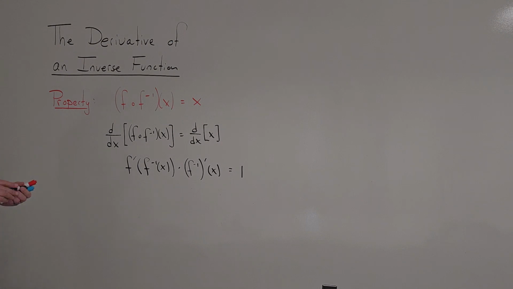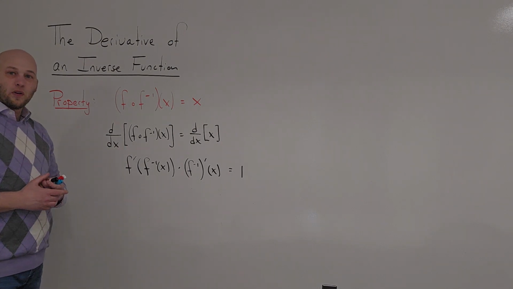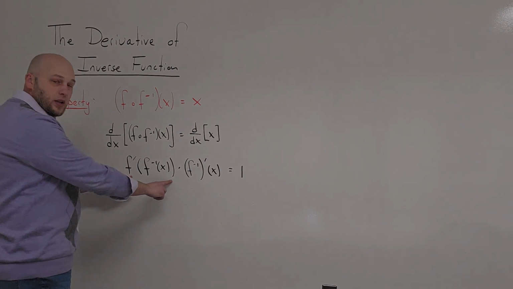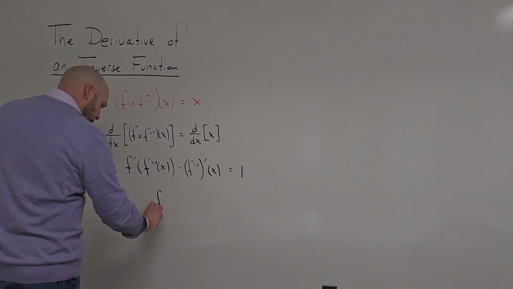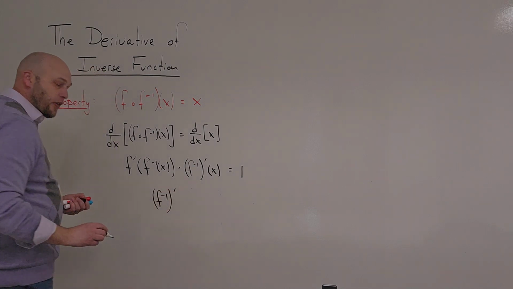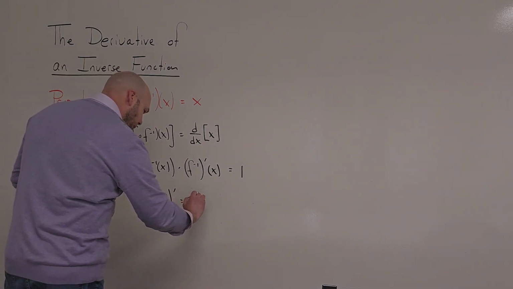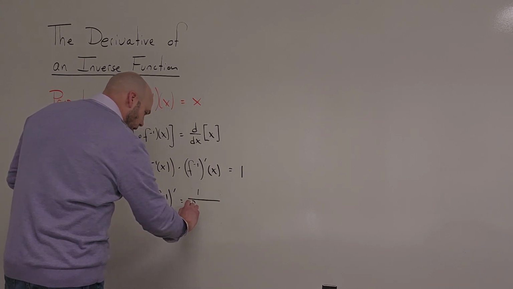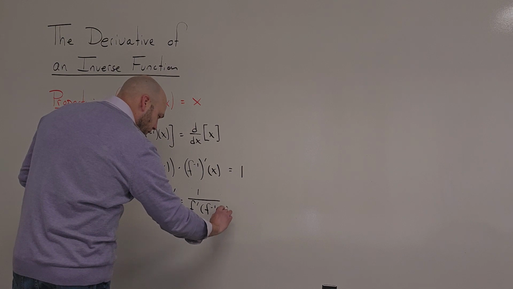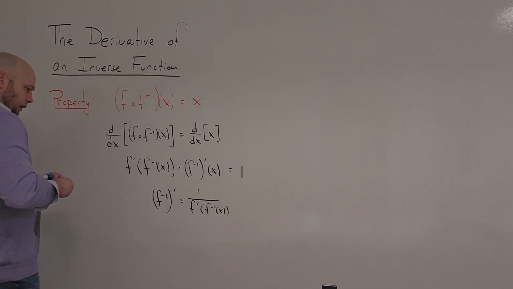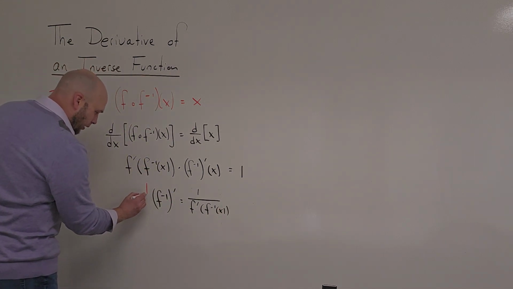Then what I can do is solve this equation for the derivative of the inverse. If I divide both sides by this factor, that would give me f inverse, the derivative of that would be the reciprocal of f prime evaluated at f inverse. And this right here is the formula that we will work with.